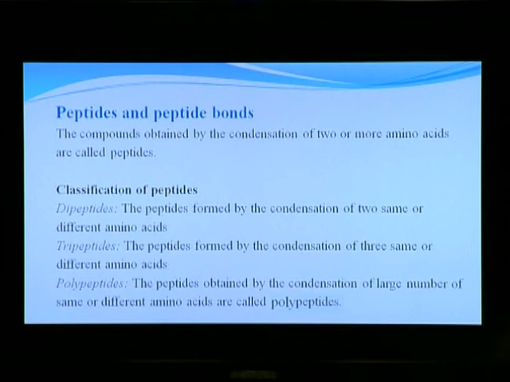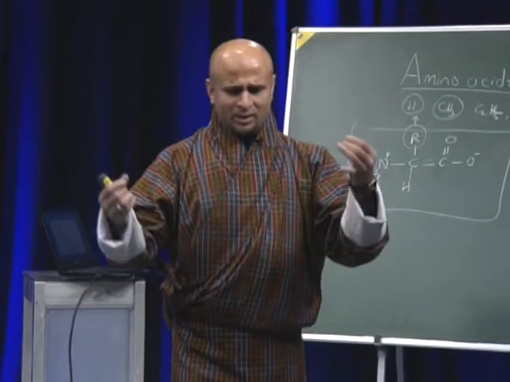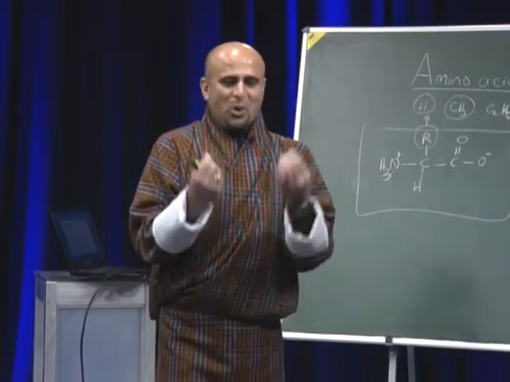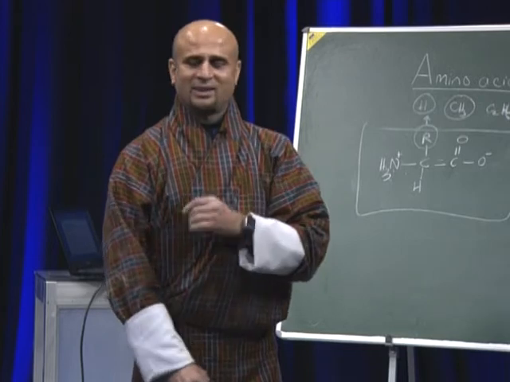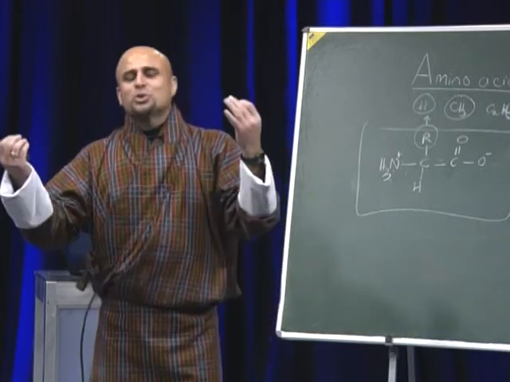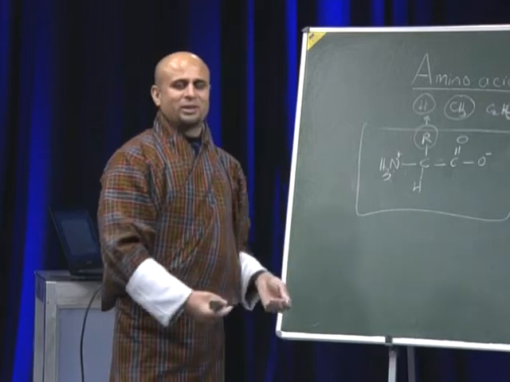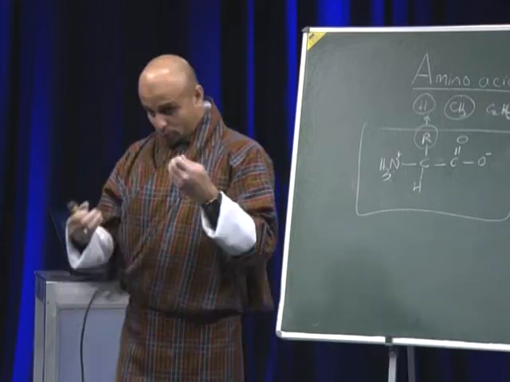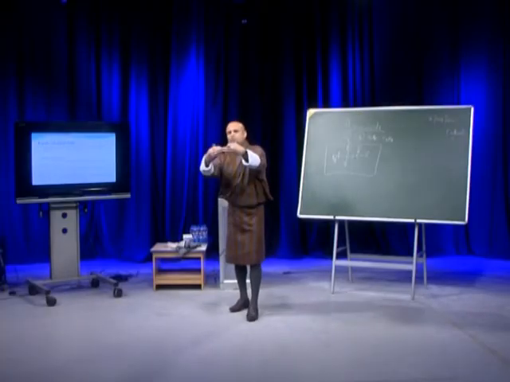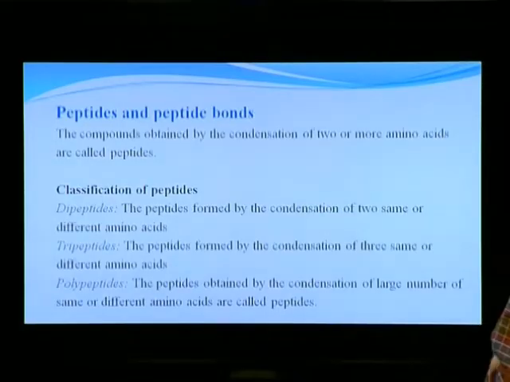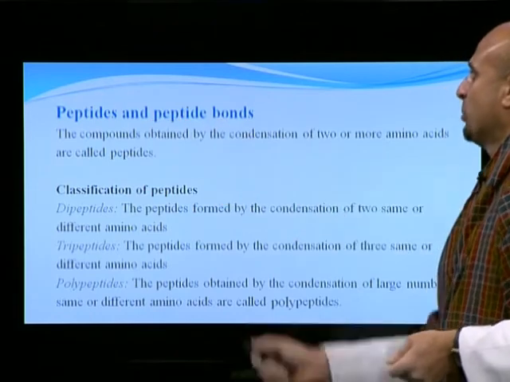Now, peptide and peptide bonds. As I told you earlier, what is protein? Protein is a polymer of amino acids. So many amino acids combine together in the form of a chain to form protein. When they combine, they are held together by a special type of bond which is known as peptide bond. So peptides and peptide bonds.